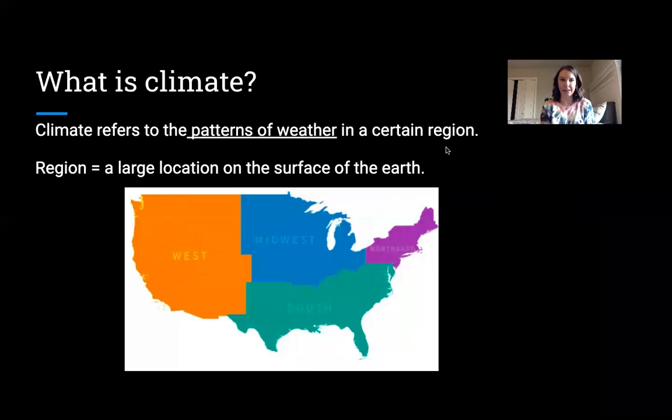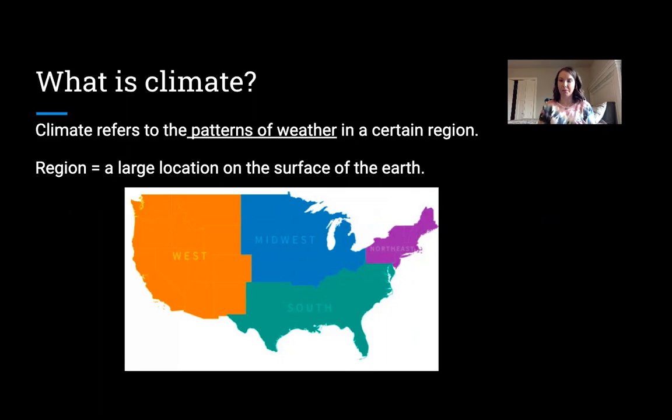So what is climate? Well, climate refers to the patterns of weather in a certain region. In the lesson we did last week, we studied certain patterns of weather when you recorded your highs and your lows and what patterns you saw. Well, climate is the patterns over a long length of time. So not just a couple weeks, but years. And when it refers to regions, it's talking about a large location on the surface of the earth.